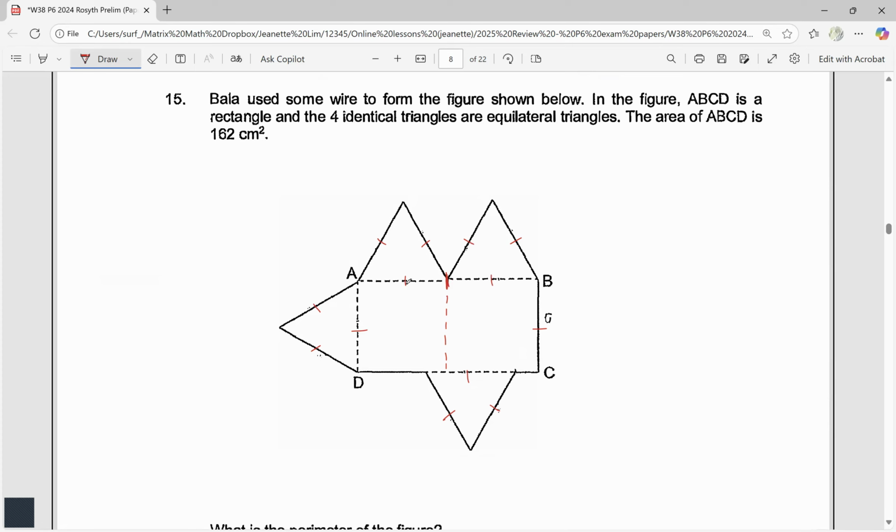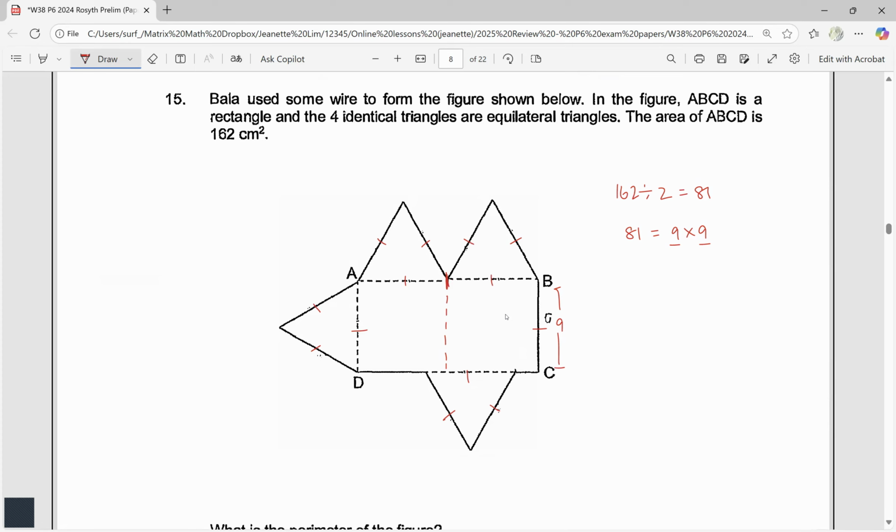So I have equal sides. This is a square, equal sides. This is a square. Okay, so the area of one square would be 162 divided by 2, 81. The side would be the square root of 81, or 9 times 9. So this is 9 cm here.